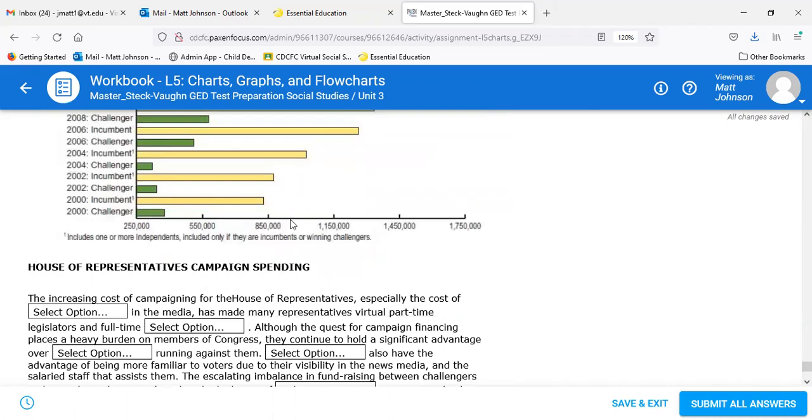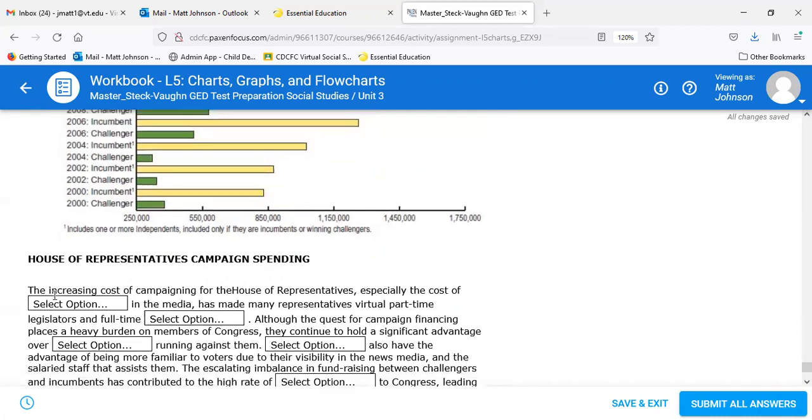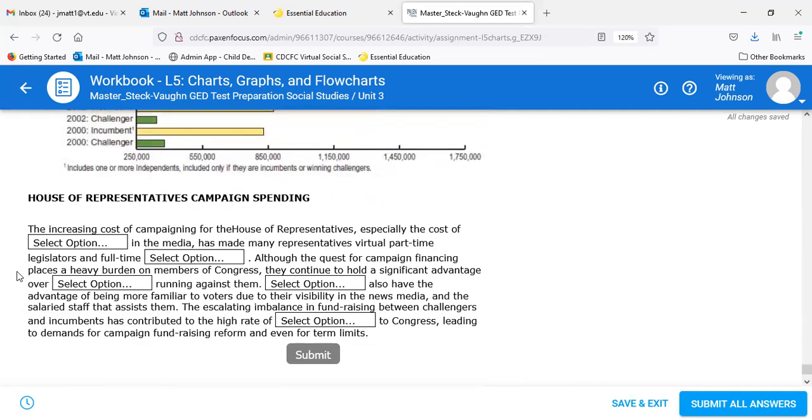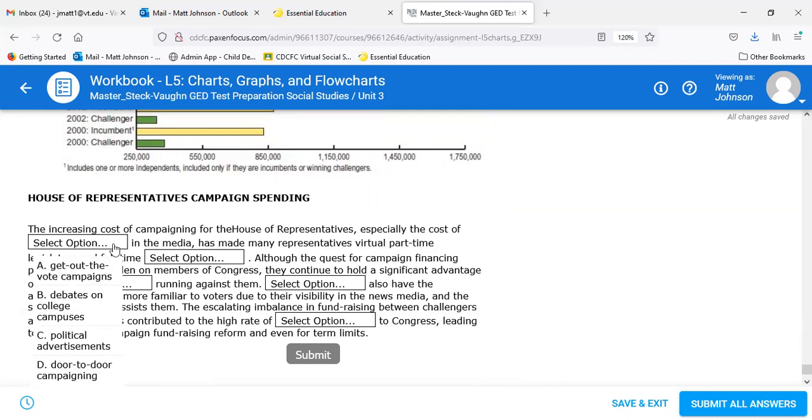So I'm going to go ahead and read the paragraph, and I'll call on you guys to answer for us. So it says here, the increasing cost of campaigning for the House of Representatives, especially the cost of blank in the media.